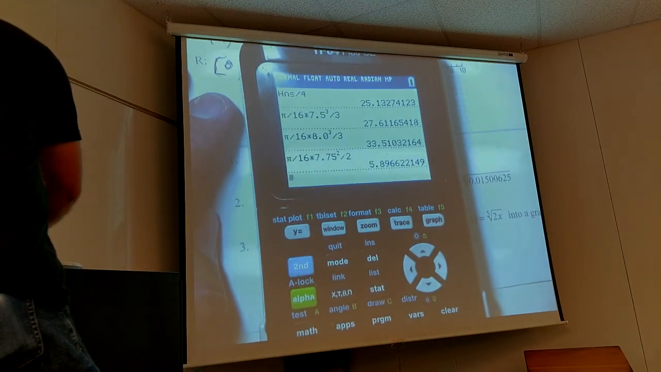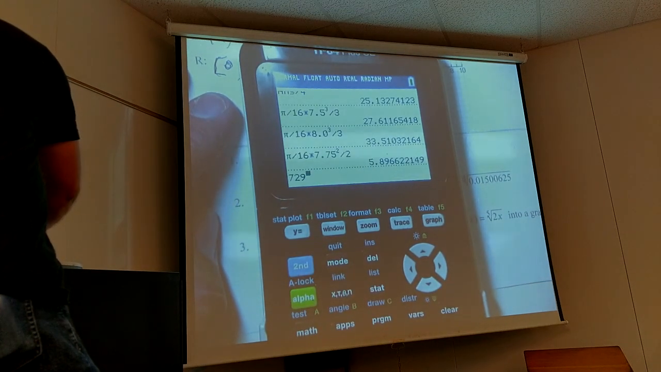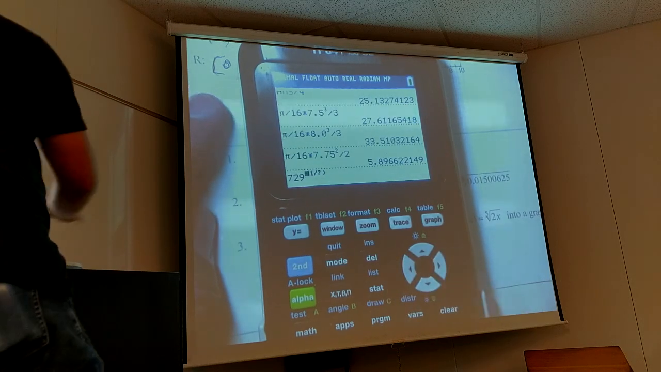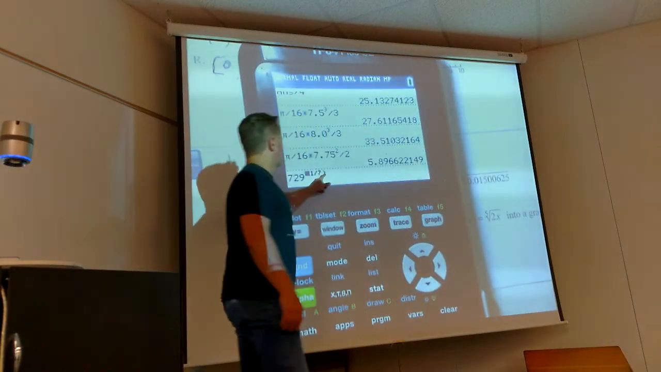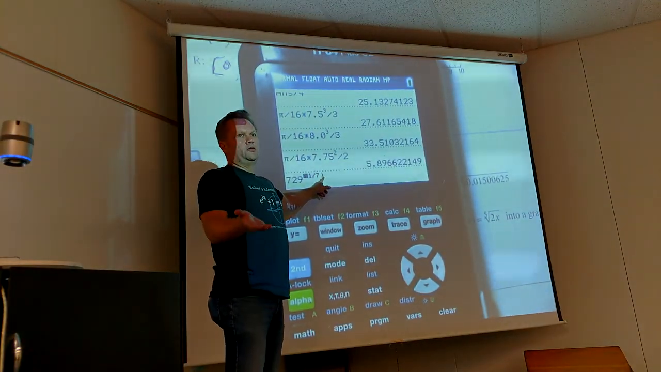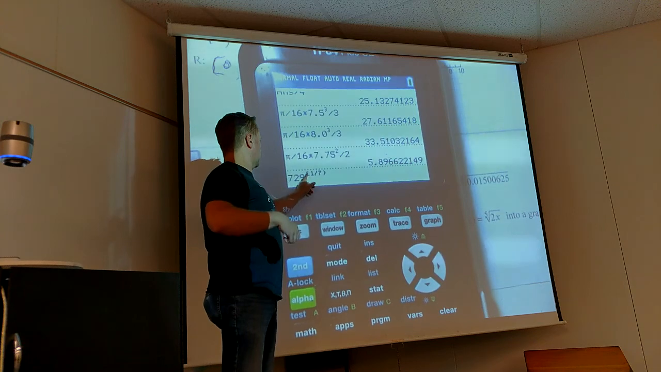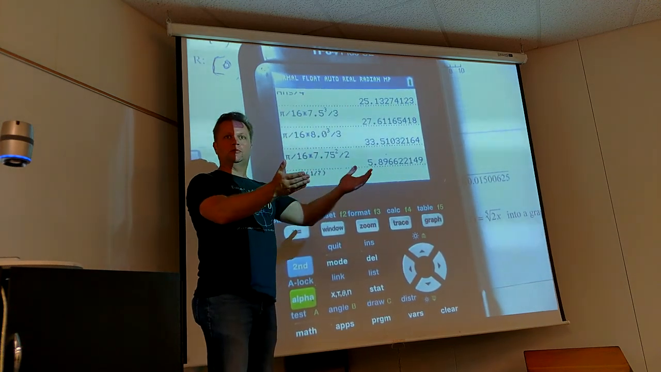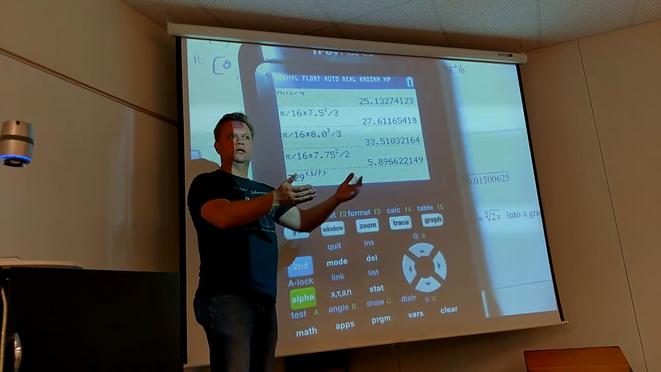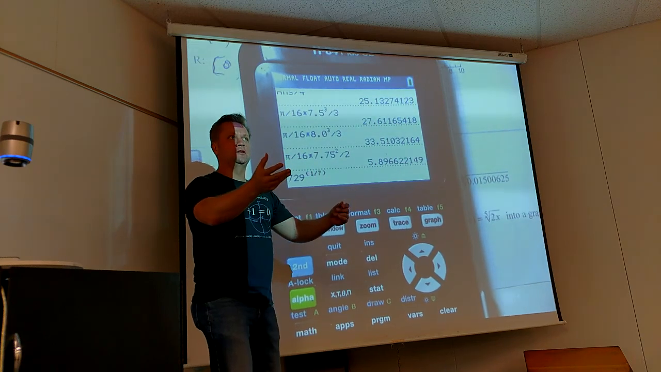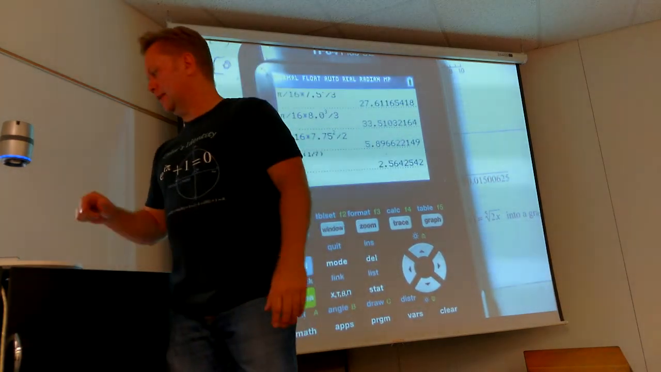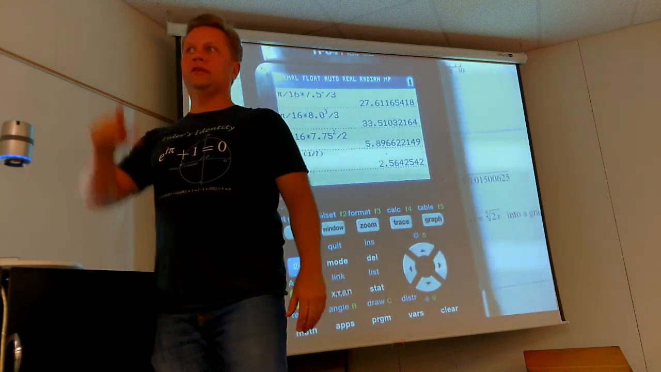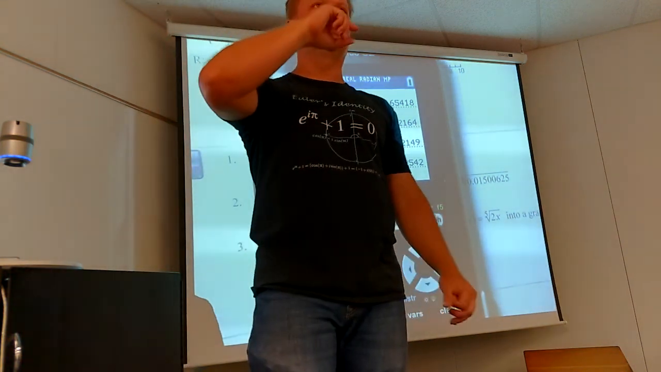So here's 729 to the 1/7. I'm still not used to the new calculator. I didn't need to put these parentheses because the new calculator puts things in the exponent, but if you have the old calculator, you do need those parentheses. Otherwise it'll do it to the first power and then divide that by 7. If you didn't get that number, let me know.